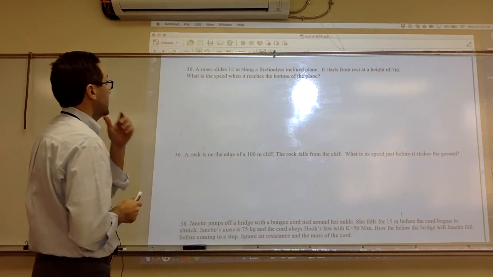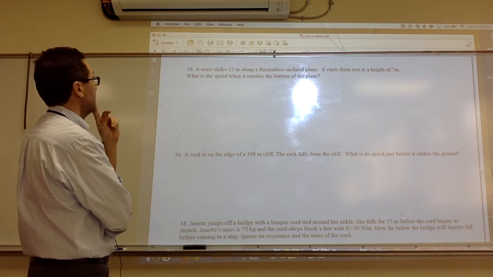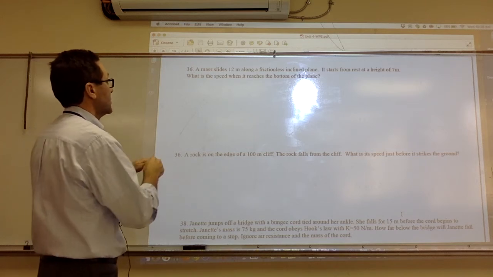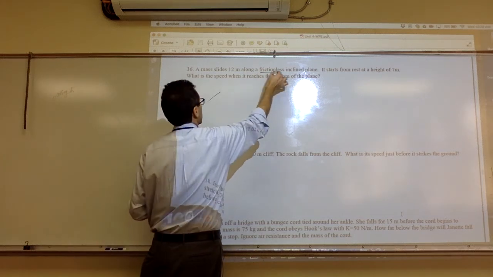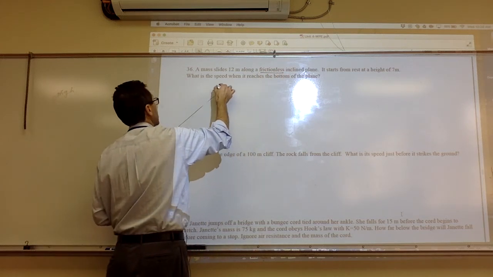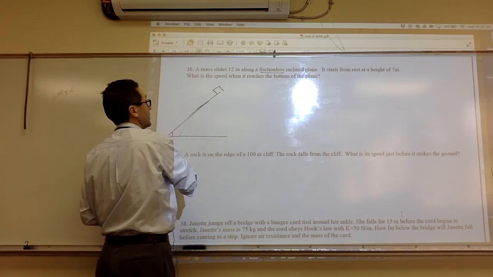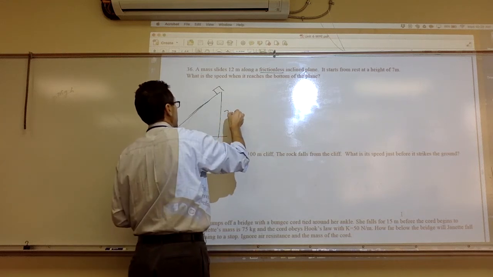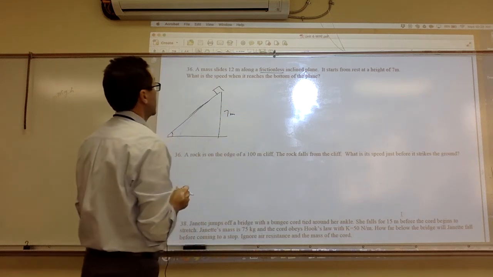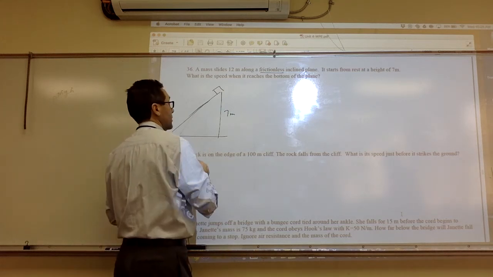A mass slides 12 meters along a frictionless inclined plane. It starts from rest at a height of 7 meters. What is the speed when it reaches the bottom? Now, this is frictionless, okay? So we start here. We slide down the ramp. We don't know this angle, but we know the height is 7 meters. That's all we care about, okay? And it doesn't tell us the mass, so it's going to cross out somewhere.